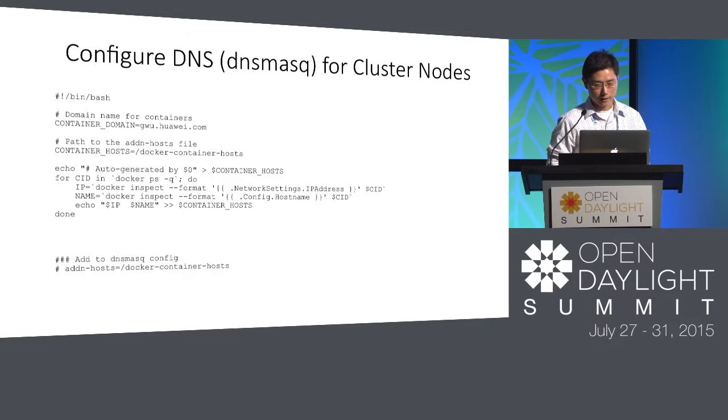Then I create this name and IP address mapping in a configuration file called Docker container host, and I make sure this host file is added in the dnsmasq configuration. This, in combination with specifying the host as the name server, allows the host as well as all the individual cluster nodes to talk to each other via names as opposed to numeric IPs.